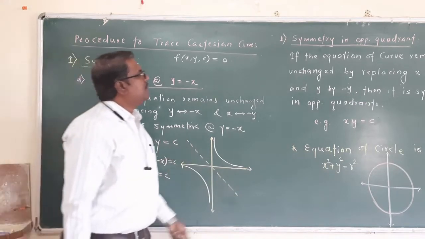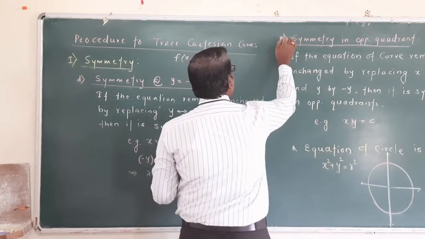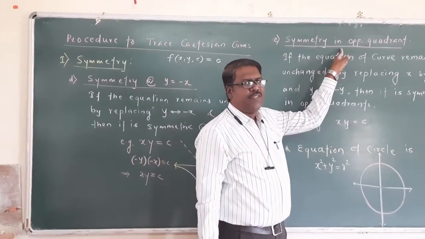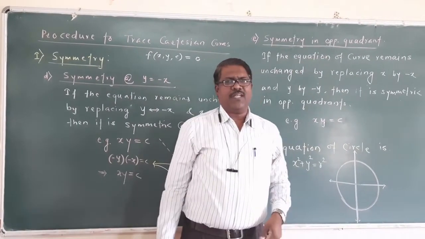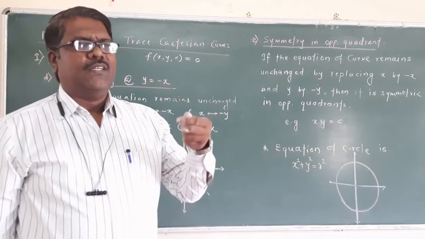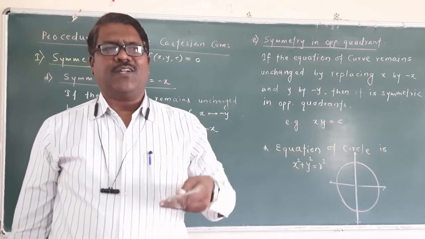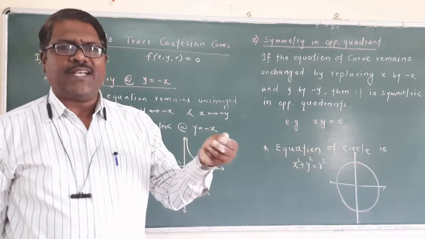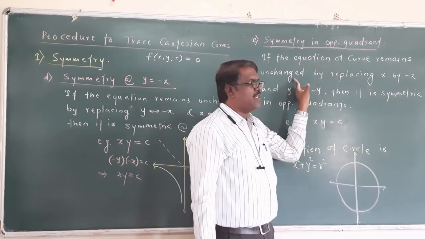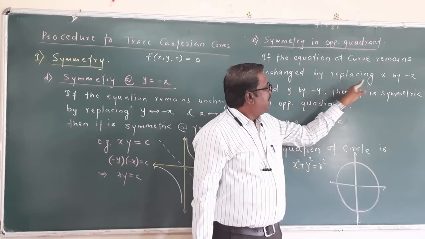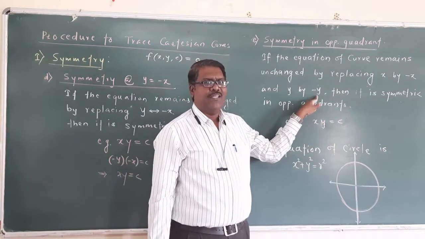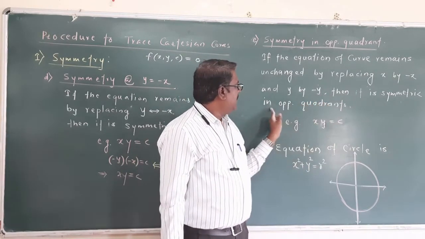The next sub point is point number E, symmetry in opposite quadrant. How are we going to check whether the given curve is symmetric in opposite quadrant? So friends, opposite quadrant means the curve is symmetric in first and third quadrant, or in second and fourth quadrant. The condition is, if the equation of the curve remains unchanged by replacing x by minus x and y by minus y simultaneously, then it is symmetric in opposite quadrant.